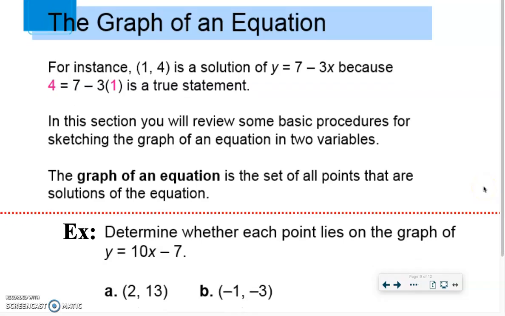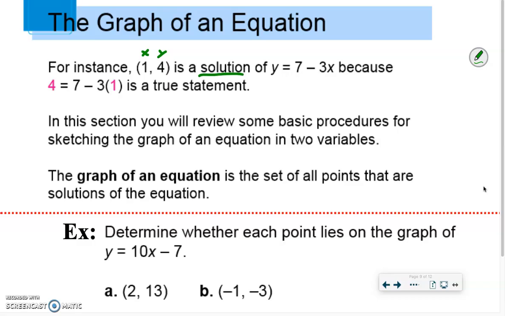All right, so the graph of an equation. Okay, I apologize in advance. I generally don't like to just read stuff off of a slide, but sometimes I type it up the exact way I want you to hear it and see it. So let's go ahead and take a look at this one. It says that, for instance, the coordinate (1, 4) is a solution of y equals 7 minus 3x. And the reason why it's said to be a solution is that when we let x equal 1, then y equals 4.